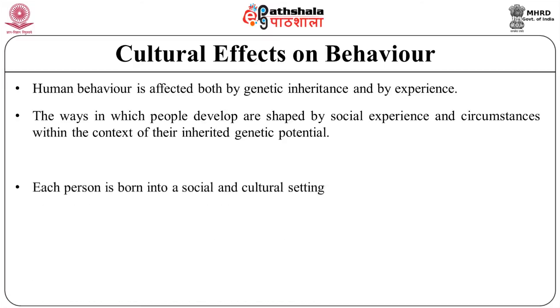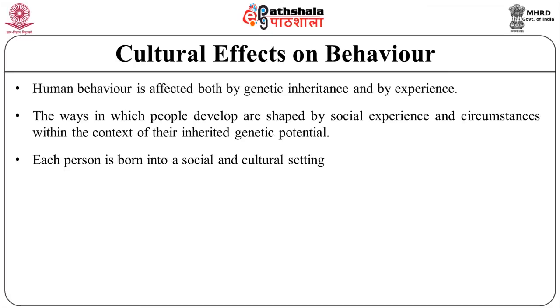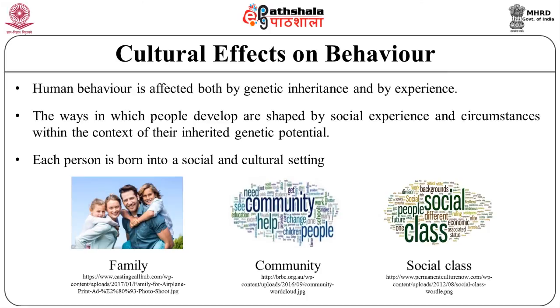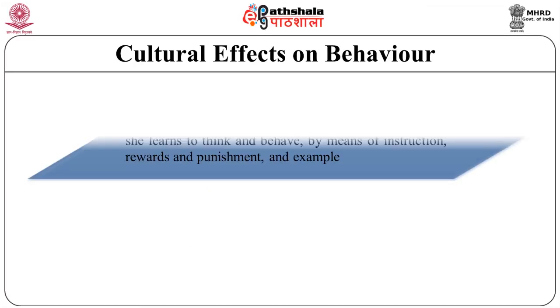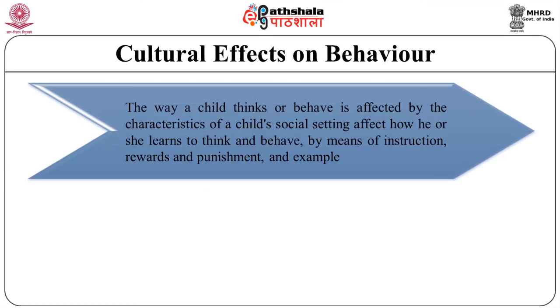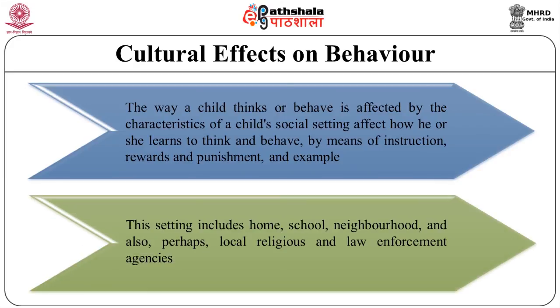inherited genetic potential. Each person is born into a social and cultural setting: family, community, social class, language, religion, and eventually develops many social connections. The way a child thinks or behaves is affected by the characteristics of the child's social setting, which affects how he or she learns to think and behave by means of instructions, rewards and punishments, and examples. This setting includes the home, school, neighborhood, and also perhaps the local religious and law enforcement agencies.